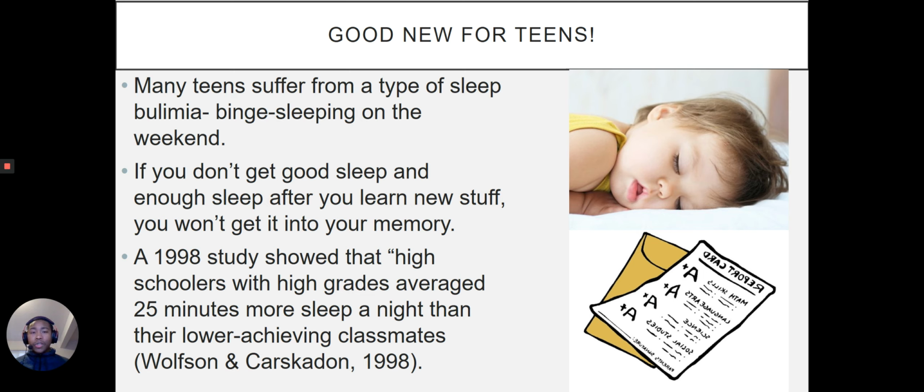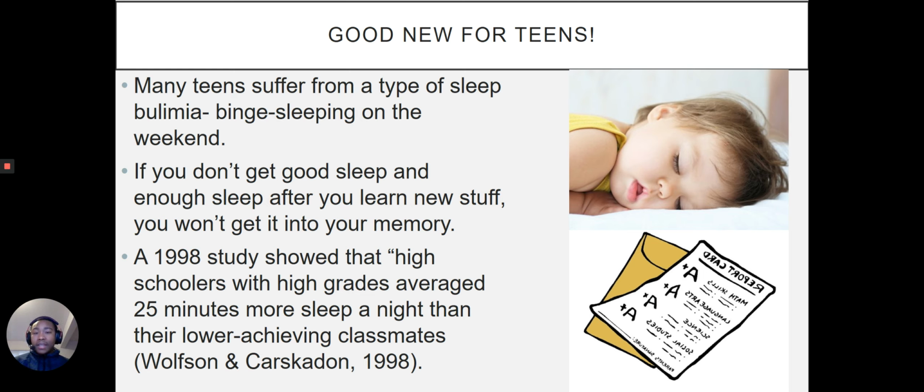And there's some good news for you all. It says good news for teens. There's a researcher who says that many teens suffer from a type of sleep bulimia. He calls it sleep bulimia. This is binge sleeping on the weekend, right? To ideally make up for the weekdays. But if you don't get good sleep or enough sleep after you learn new stuff, it actually won't get into your memory. It won't stick into your memory.